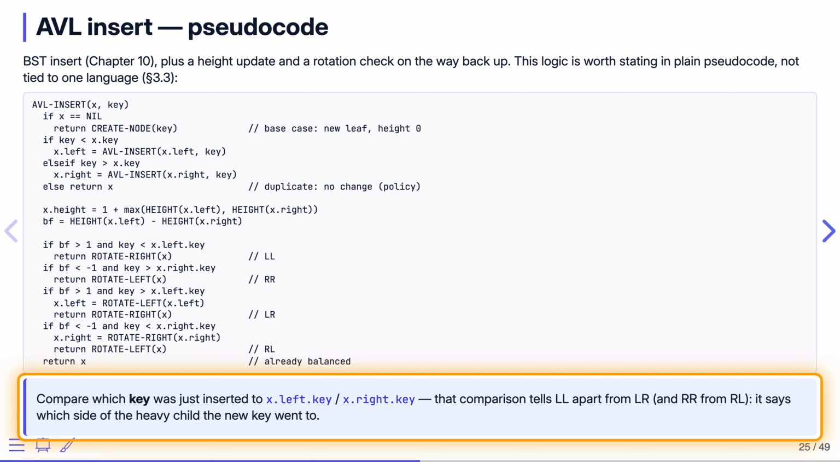The trick is comparing the inserted key to X.left.key or X.right.key. That one comparison tells LL apart from LR, and RR apart from RL. It says which side of the heavy child the new key landed on.